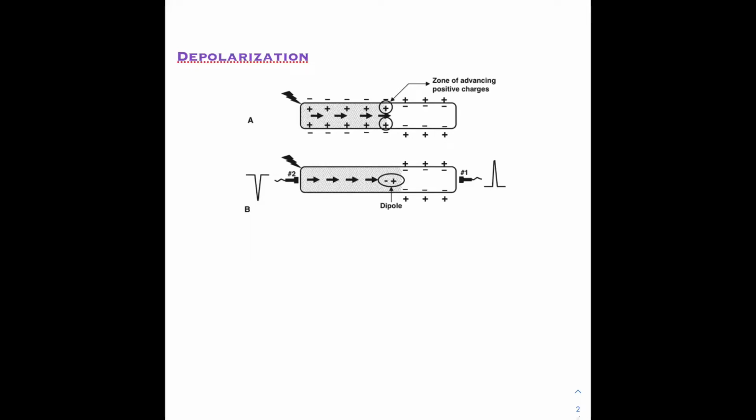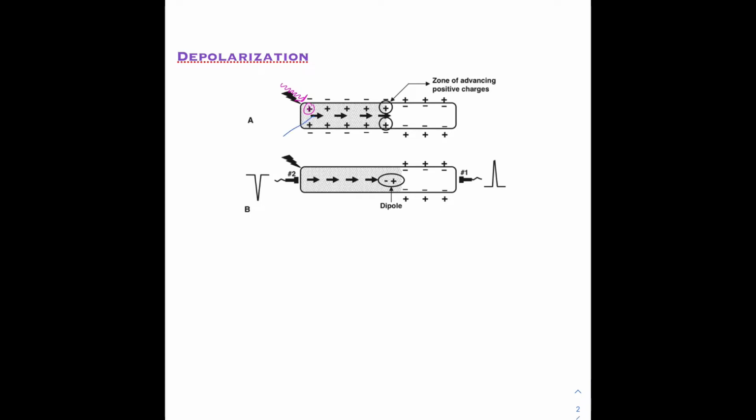So this is a picture showing the depolarization of a muscle cell. We need to know that when a stimulus comes and stimulates a cell, there is reversal of the polarity. The cell which was negative inside will start to become positive from inside and vice versa from the outside.